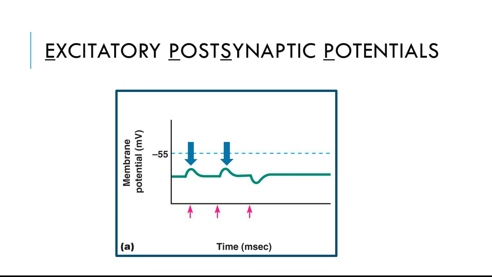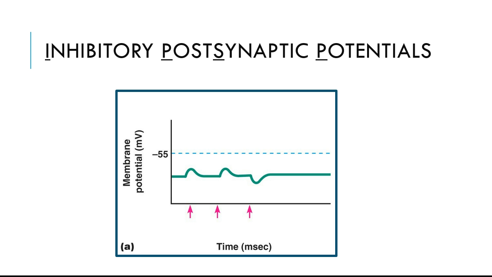Alternatively, what do you think we could call a graded hyperpolarization? Inhibitory postsynaptic potentials. You can abbreviate these IPSPs, inhibitory postsynaptic potentials. And these are graded what? Hyperpolarizations. How many are shown in this image? 1. Shown in this image, a graded hyperpolarization.